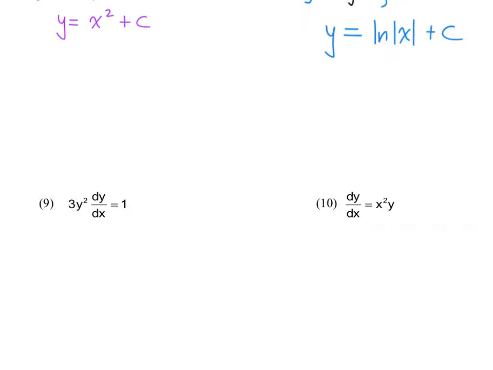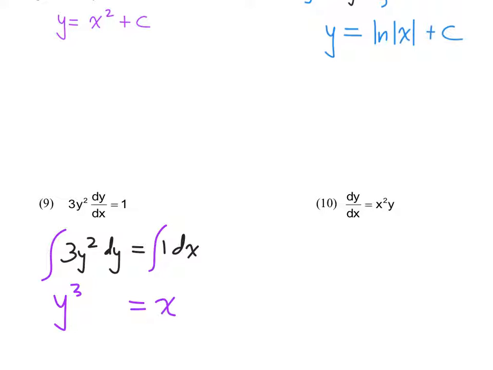Number 9. The y's are already on the left, so I'll just move the x's to the right. 3y squared dy equals really a 1 dx. Integrate. What am I looking at here? Y cubed. And what about on the right? And we'll have an x. All right, I purposely left a little gap there. Yeah, I'm thinking put the plus c on the left-hand side.